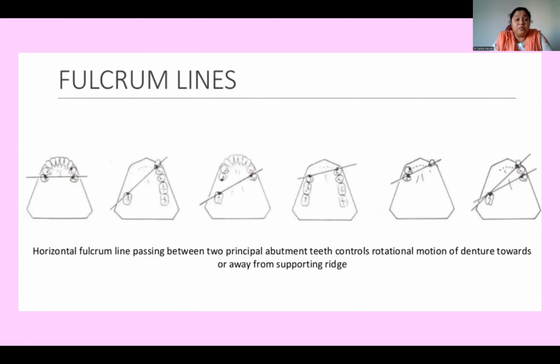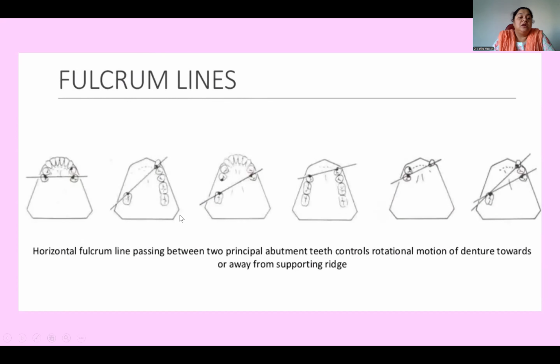But how we place these specific parts depends on the fulcrum line. Along that line, the entire prosthesis is rotating. You have seen a seesaw. It rotates like a seesaw. Suppose my face is the center and this is the seesaw. It is rotating, so this is the fulcrum line. This is the fulcrum on which it is rotating. Any line passing through it is the fulcrum line.